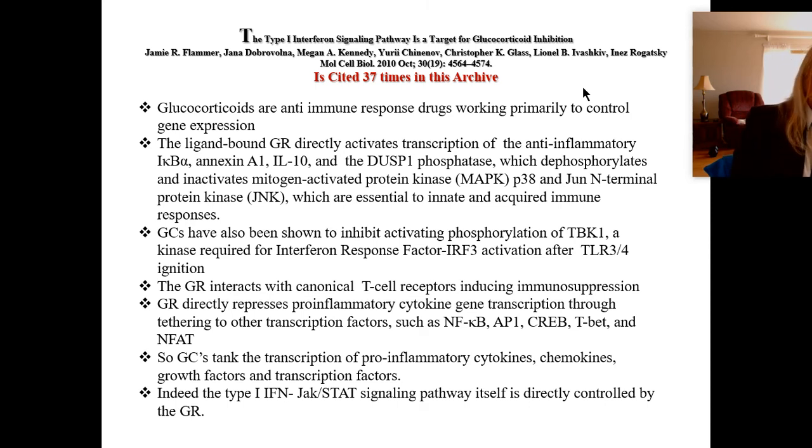We often think only about the innate immune response, what I've been talking about the last half hour almost. But now the acquired immune response: the GR interacts with canonical T cell receptors, inducing immunosuppression of the T lymphocyte mediated cascade. So, glucocorticoid receptor directly represses pro-inflammatory cytokine gene transcription through tethering to all these other transcription factors, NF-kappa B, AP1, CREB, T-BET, and NFAT.